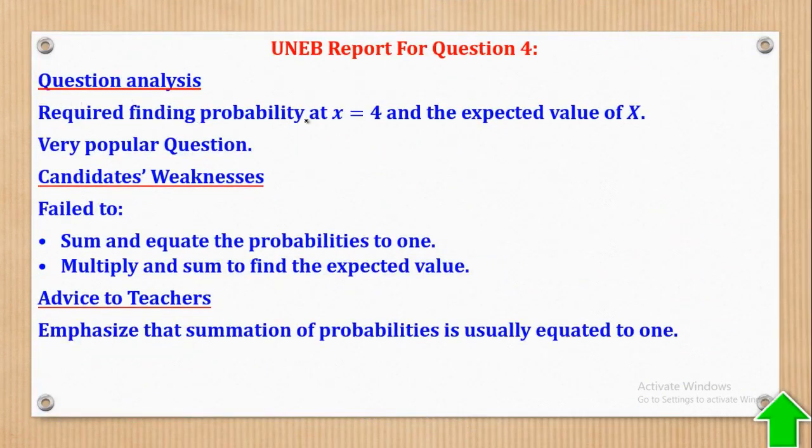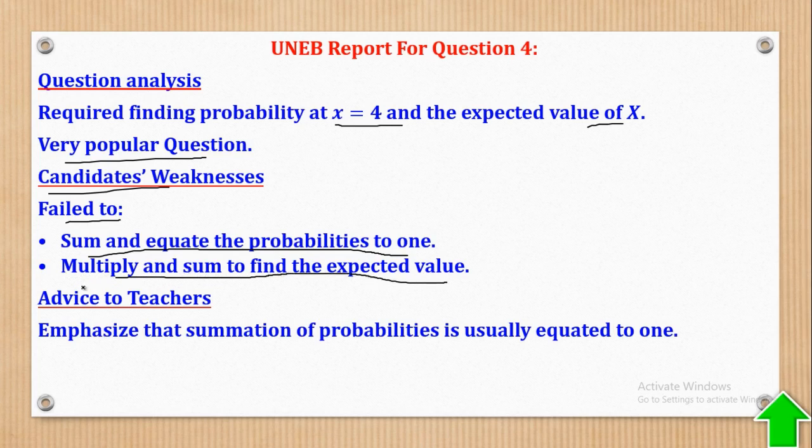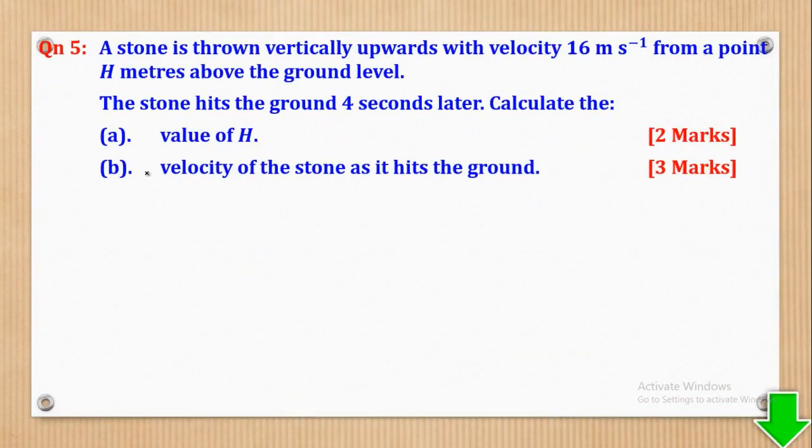So the question required finding the probability at x equal to 4 and the expected value of x. It was a very popular question, meaning it appears frequently in the previous past papers. However, the weakness of candidates is that they failed to sum and equate the probabilities to 1. And they failed to multiply and sum to find the expected value. So the advice to teachers is to emphasize that summation of probabilities is usually equated to 1, because total probability must be equal to 1. So that was question 4.